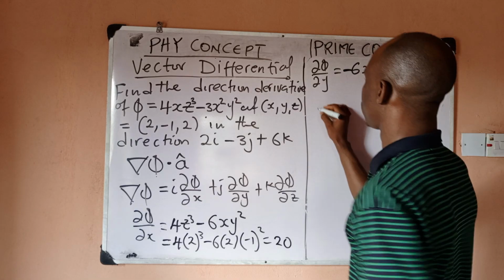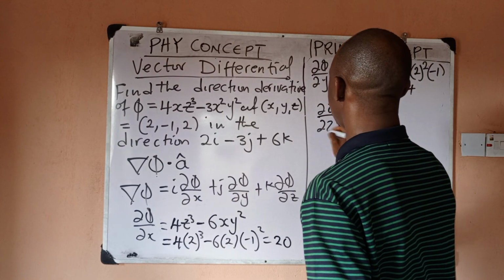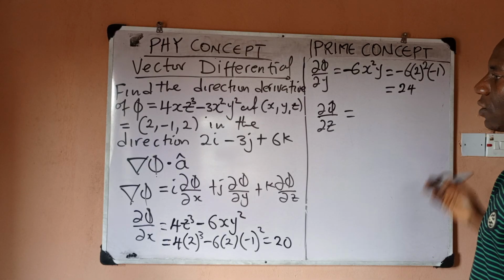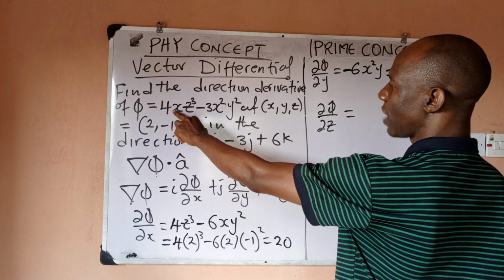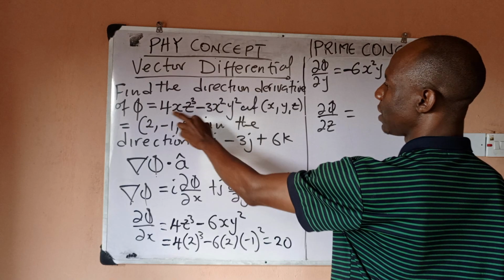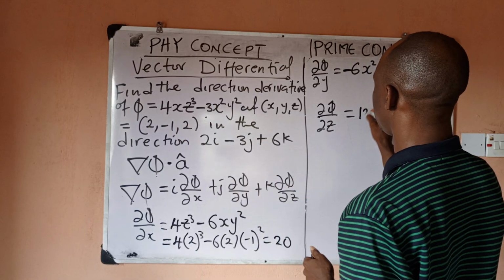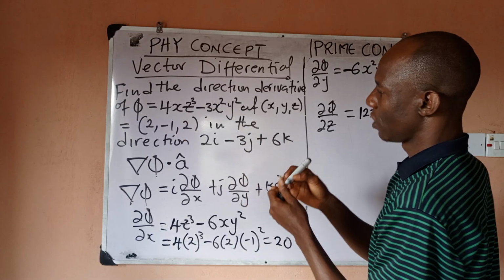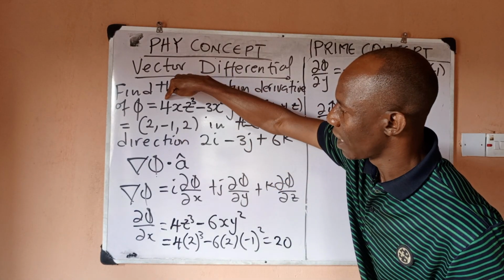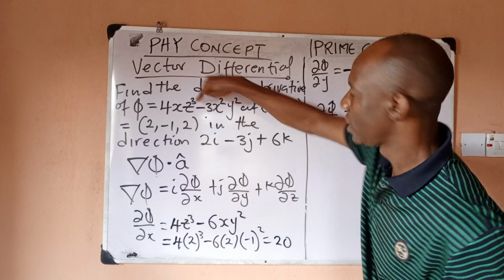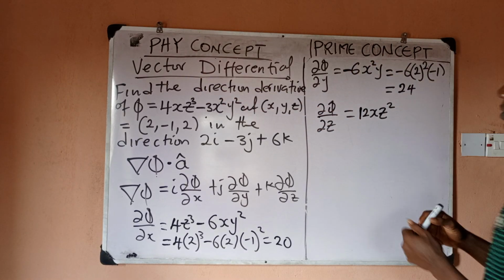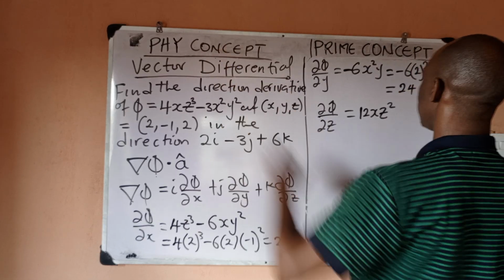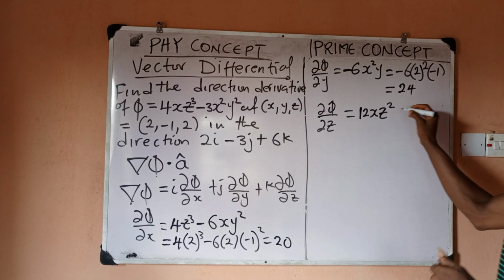Then finally, I want to get the dφ/dz. So it means I'll be differentiating with respect to z. If I differentiate this part, I have 3 times 4, which is 12x, then z to power 2. What it means is that when you use 3 to multiply 4, you subtract 1 from 3, then you have power 2. The same way, if I come to this part, there is no z, which means this part is 0. So this is just what I have.